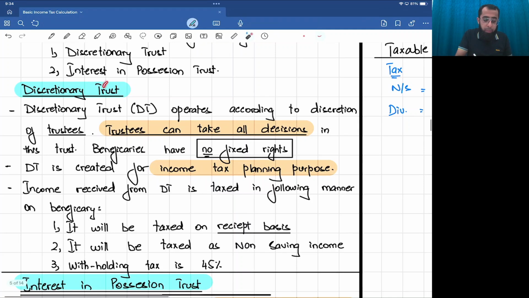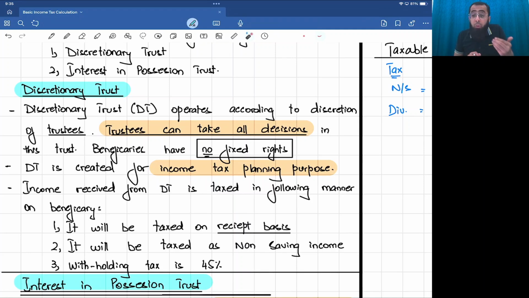We then looked at the concept of discretionary trust, which operates according to the decisions of the trustees. They can take all decisions, like changing the beneficiary, adding new beneficiaries, removing beneficiaries, closing the trust, or changing the activity. So I highlighted that the primary reason for creating a discretionary trust is not to give income to those who cannot manage it, because the trustee can change everyone. It is created purely for income tax planning purposes, where a trustee does income tax planning by changing the beneficiaries.